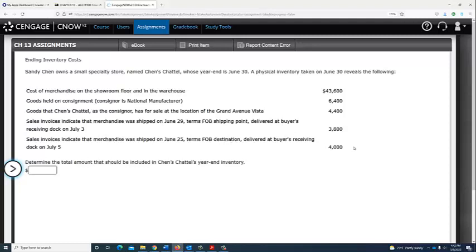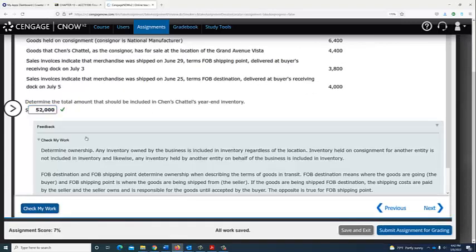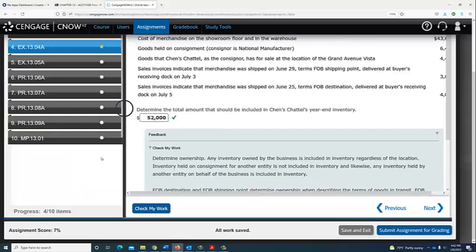Okay, so the total that I'm getting is $43,600 plus 4,400 plus 4,000 will give me 52,000. Check that figure to make sure that's correct, and it was.